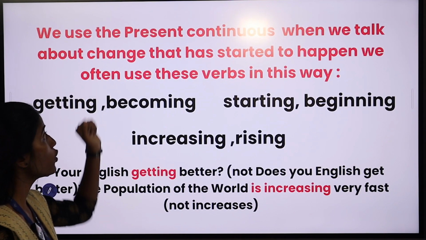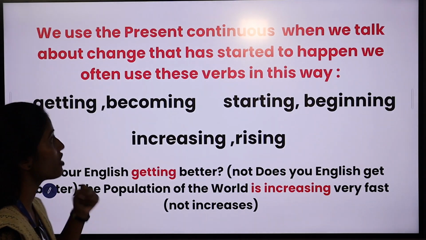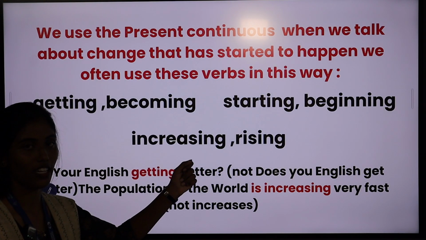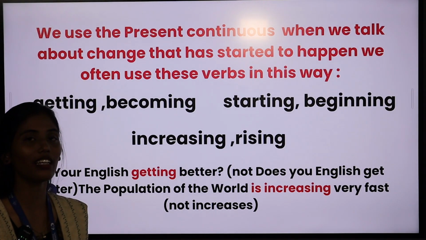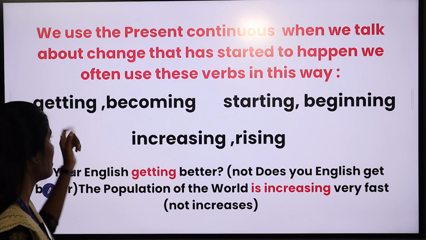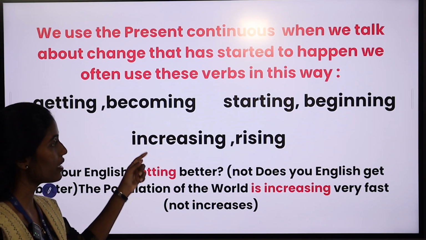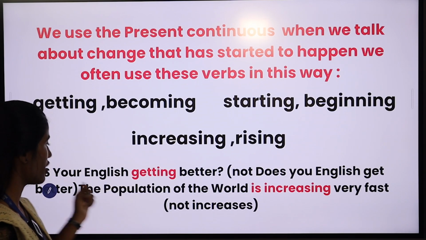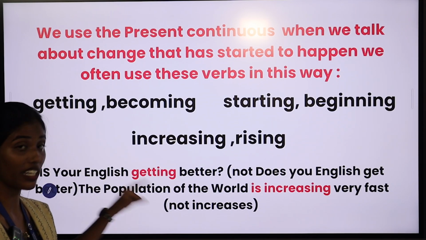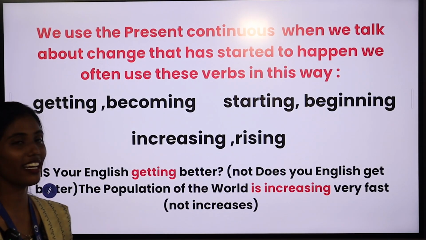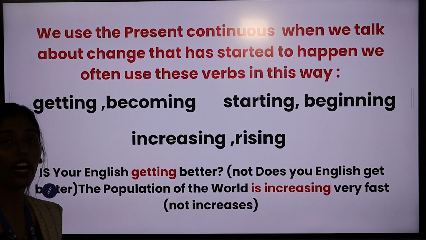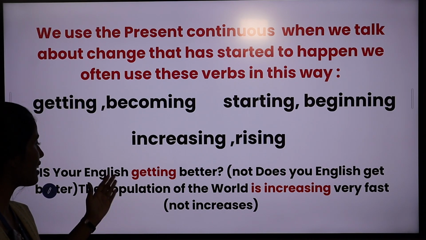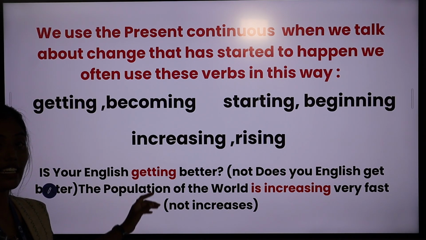And next, you use the present continuous to talk about a change that has started to happen. We often use these verbs in this way. If the process has started, what are the verbs that you can use? Here they are: getting, becoming, starting, beginning, increasing, rising. Here you can see the example. Is your English getting better? You should not say does your English get better. You want to ask is it getting better, because you are in progress. You are learning it. So you want to ask in the present continuous. Your English is getting better.